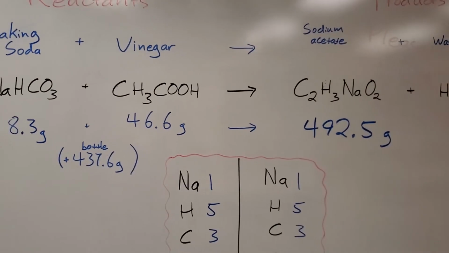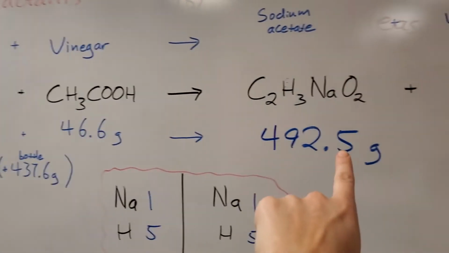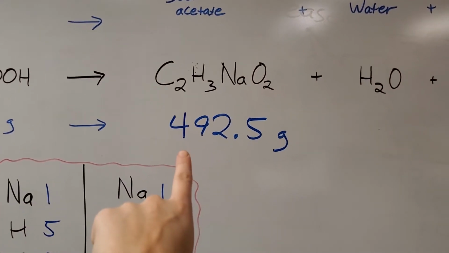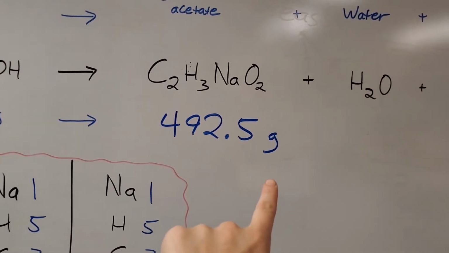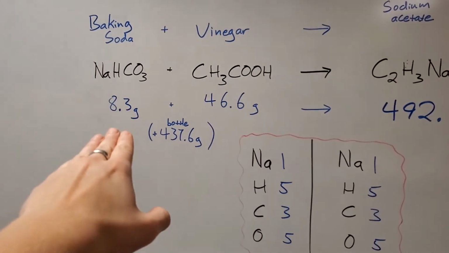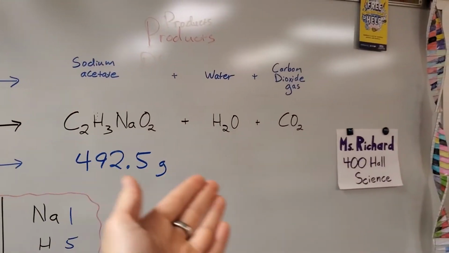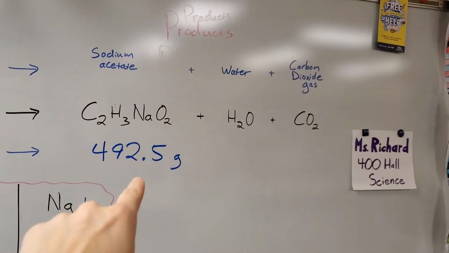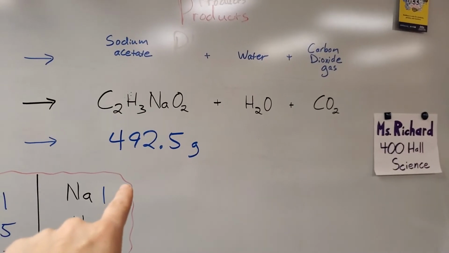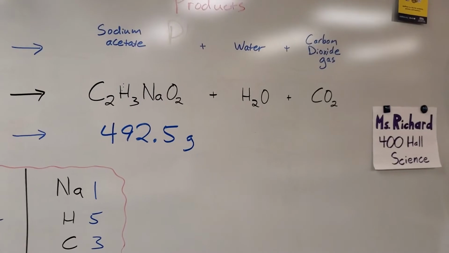And I'm going to predict that in the end, once we do the reaction, the bottle and the stuff inside it will have a mass of 492.5 grams. That will prove that whatever we start with, we also end with. We started with a certain amount of baking soda and vinegar in the bottle, and although our products are different things, they're still going to have the same mass altogether. So we rearranged the atoms that we started with, but they're all still there. So let's go ahead and do that reaction.